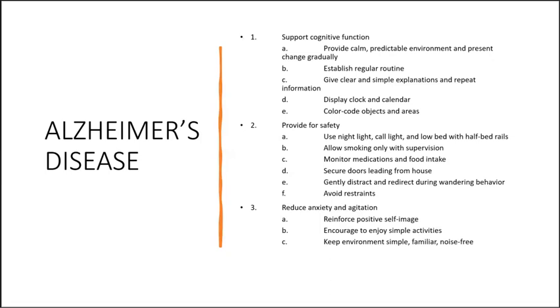You also want to reduce anxiety and agitation by reinforcing positive self-image. Encourage the client to enjoy simple activities like walking, exercising, socializing. Keep the environment simple and familiar. It should also be noise-free. If the client experiences a catastrophic reaction, like an overreaction to excessive stimulation, remain calm and stay with the client. Provide distraction such as music, therapeutic touch, just to reduce anxiety and agitation in these clients.